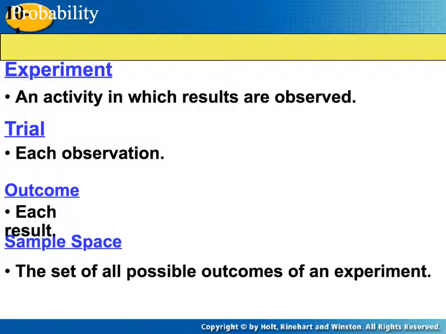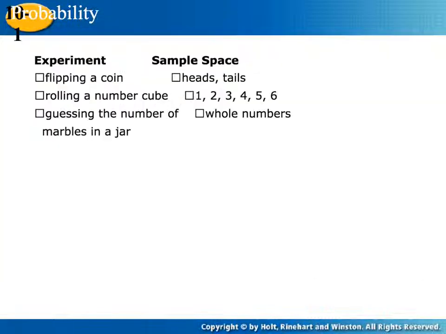If you look at these, to give you an example, okay, flipping a coin is an experiment. The sample space are the total outcomes. When you flip a coin, you can get heads or tails. Just heads or tails. Then, rolling a number cube, just a regular number cube, you get 1 through 6. You don't get 7, 8, 9, 10 unless you have 2 dice.